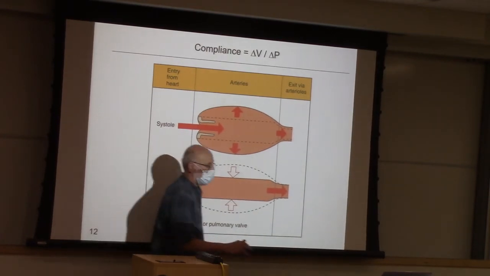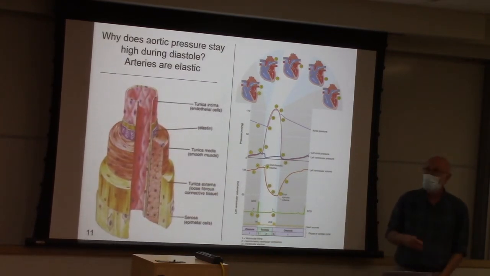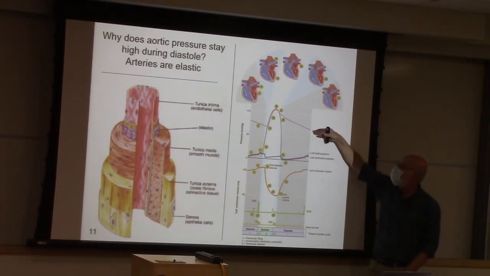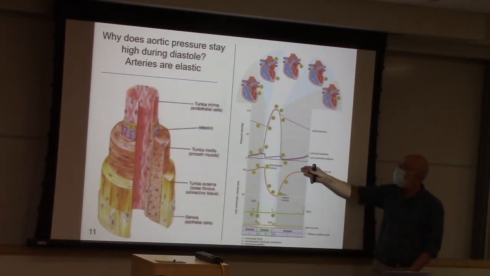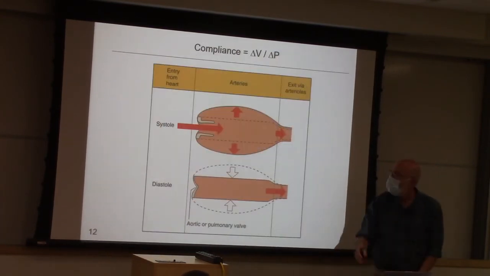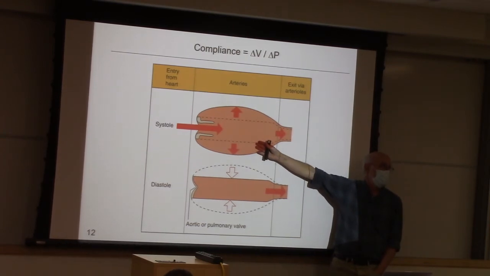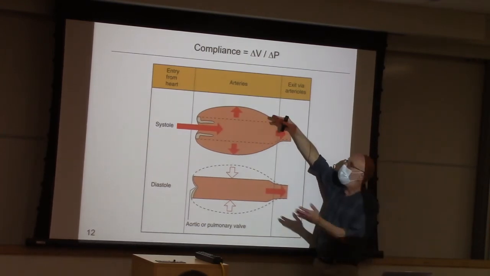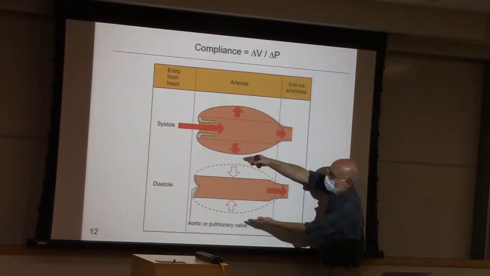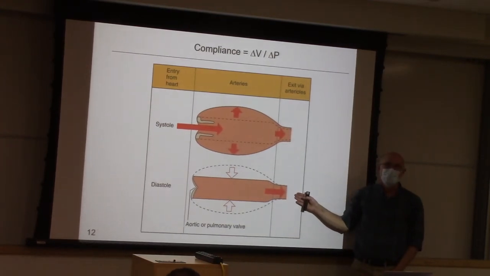So we just explained, at least for now, why arterial and aortic pressure stay high even when ventricular pressure is low. It's because the aorta and the arteries are compliant. They stretch during systole, and then the elasticity maintains pressure and flow during diastole.